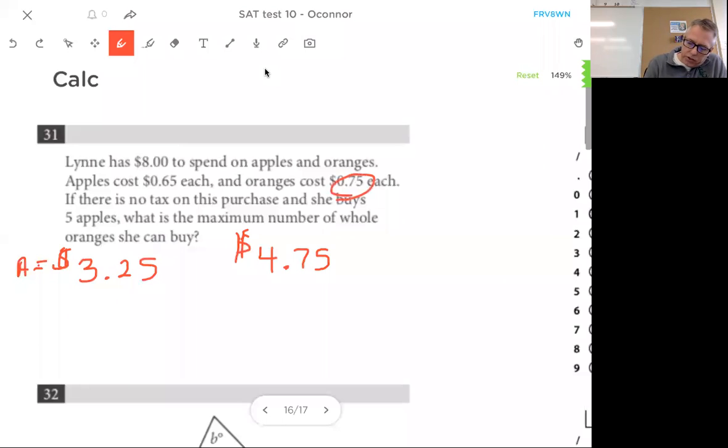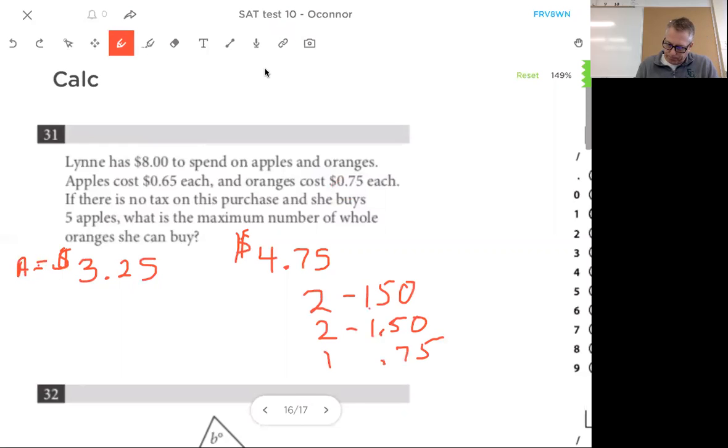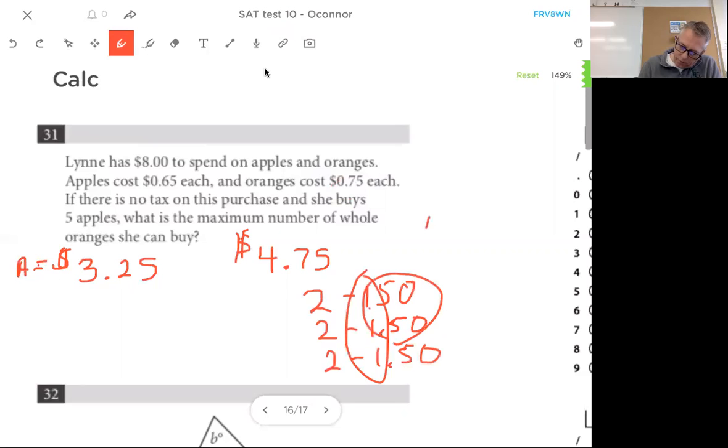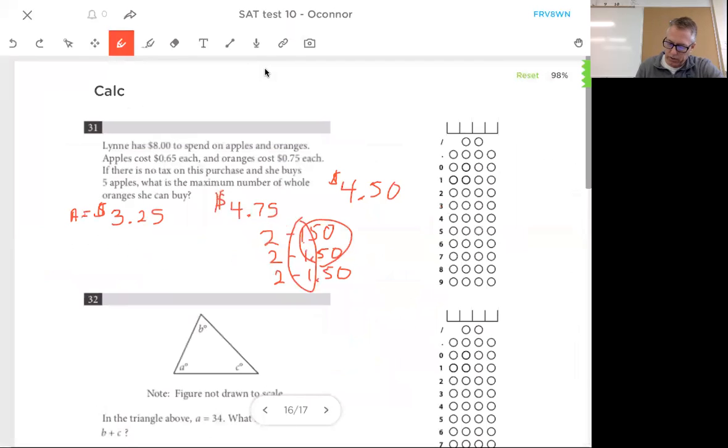If there's 75 cents each, so two of them are $1.50. So two is $1.50. That means for two more, that's another $1.50. And one more, that would be 75 cents. And whoops, nuts. I could do two more, couldn't I? I could get two more for another $1.50. So that would be $4.50 if I bought six of them. I still have a quarter left over, but I can't buy a whole orange. And so therefore I have six that I can purchase.